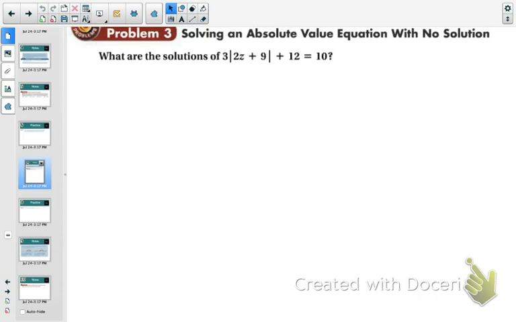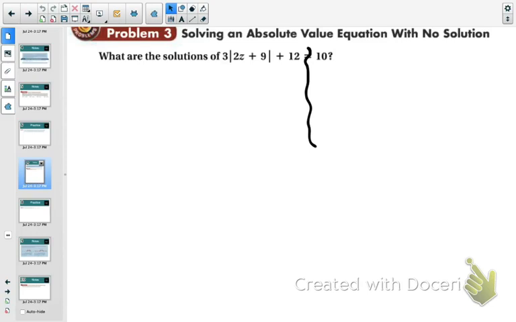Now this one is a little bit more in detail, in depth. Right now our absolute value is not isolated. This part is what we want to get isolated. So first thing you need to do is get rid of the 3 and the plus 12. And just like a regular equation, we're going to do that from the outside in.